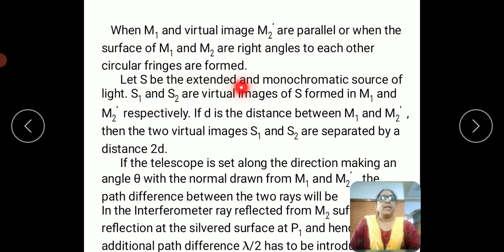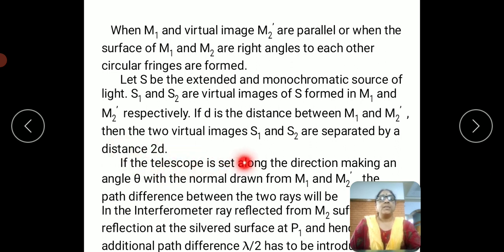Let S be the extended monochromatic source of light, and S1 and S2 are the virtual sources of S formed by M1 and M2 dash respectively. If D is the distance between M1 and M2 dash, then the two virtual images S1 and S2 are separated by a distance 2D.